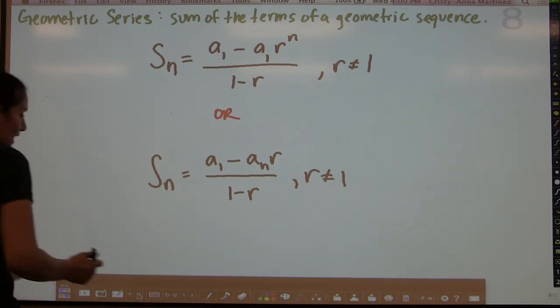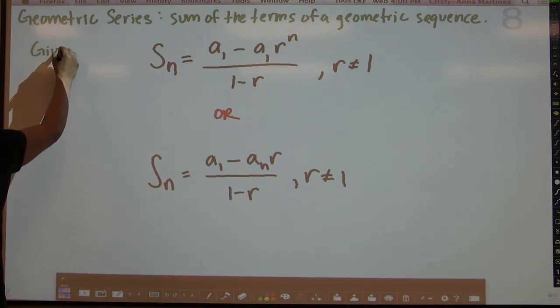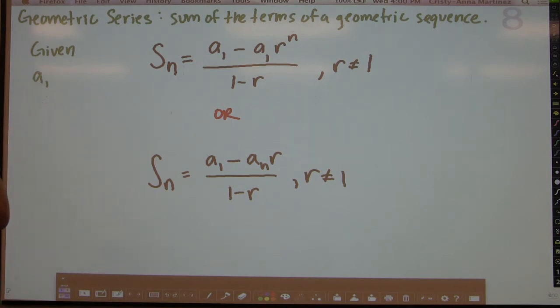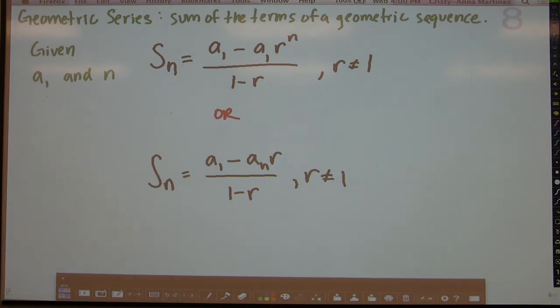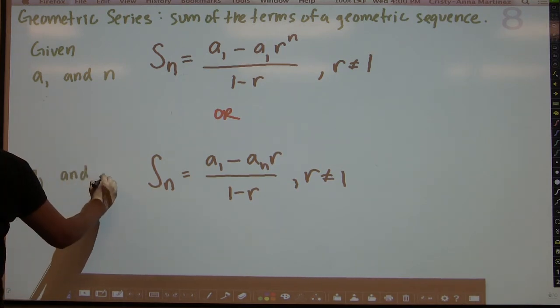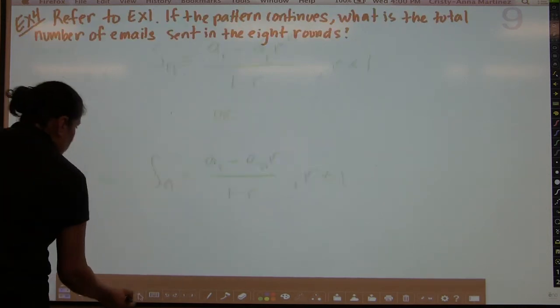And the first formula is going to be helpful for us when you are given certain pieces of information. For the first formula, you want to use this formula when you are given a sub 1 and n. If you know what n and a sub 1 are, then you obviously want to use the first formula. But if you are given a sub 1 and a sub n, in other words, you don't know what n actually is, then you want to use the second formula. So make sure you write those down, and we're going to go into our example 4.